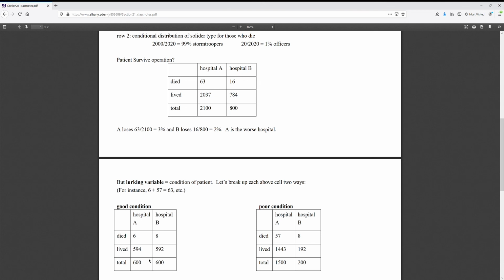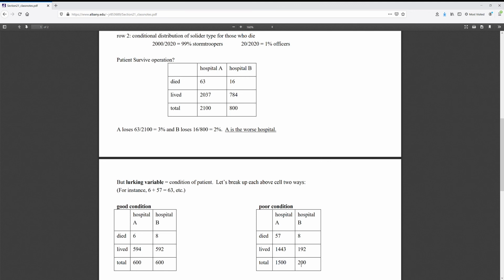For good condition, Hospital A, let's look at this one over here first. Of the patients who were in good condition, there were 600 patients in good condition who underwent surgery at Hospital A. 6 of them died, 594 of them lived. There were 600 patients who were in good condition at Hospital B. 8 of them died, 592 of them lived. Of the patients who were in poor condition, there were 1,500 patients in poor condition in Hospital A. 57 of them died, 1,443 of them lived.